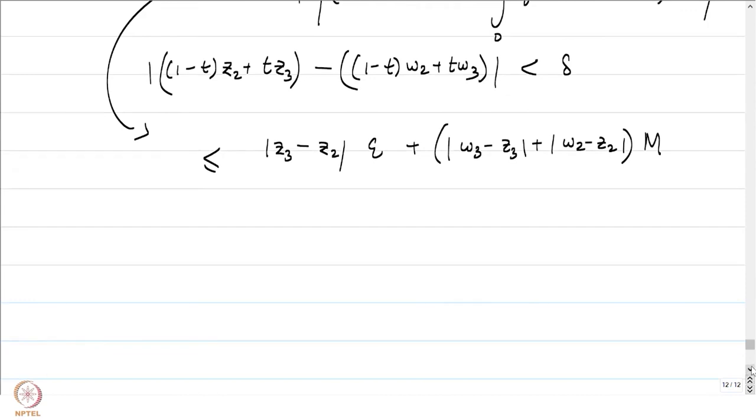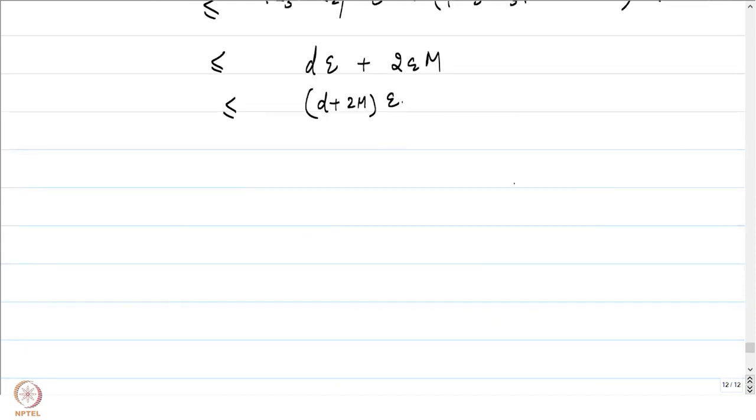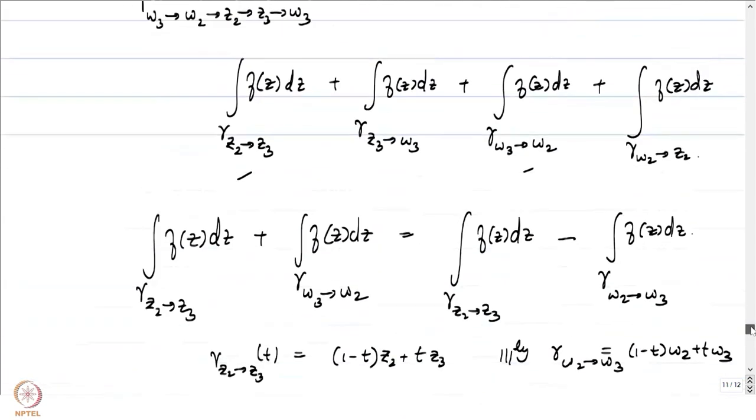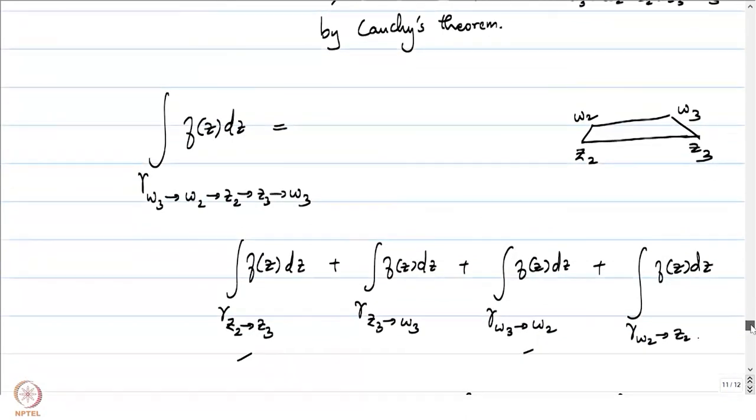z3 minus z2 is bounded by the diameter of T, which was captured to be d times epsilon, and w3 minus z3 was less than delta, which in particular is less than epsilon. So, this is less than 2 epsilon M, and hence this is less than or equal to (d plus 2M) times epsilon. Let us now focus on what happens on the other two sides. What are the other two sides? z3 to w3 and w2 to z2.